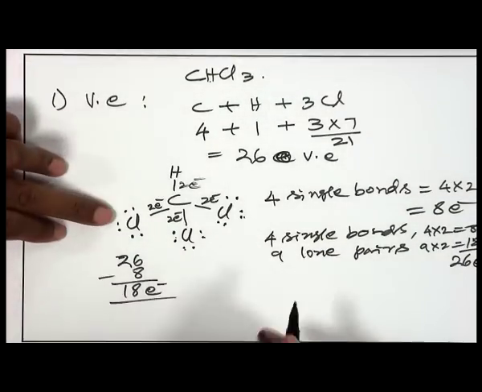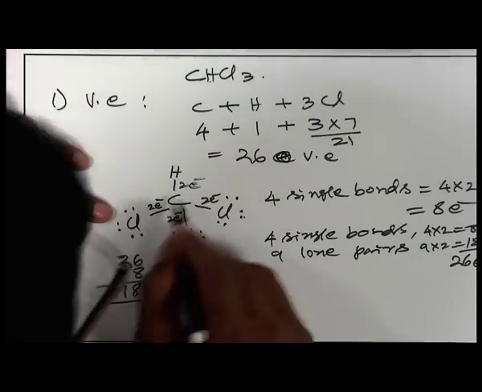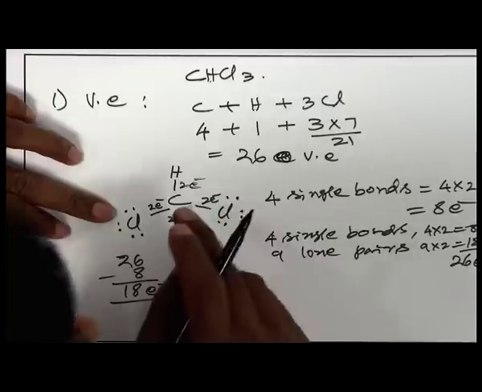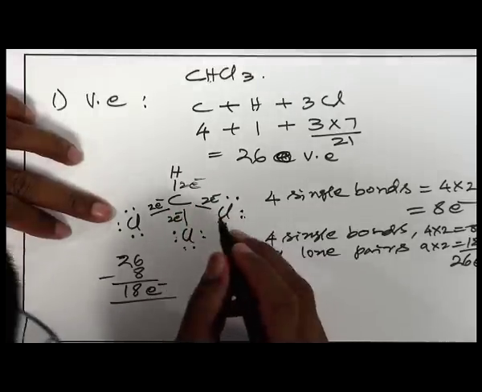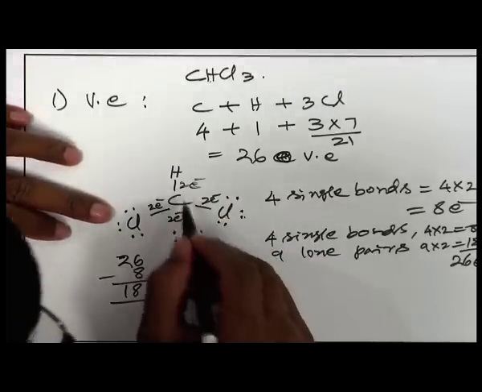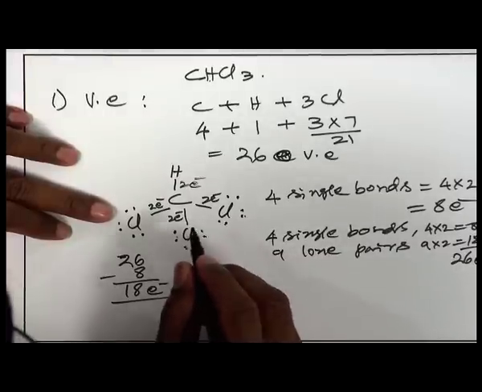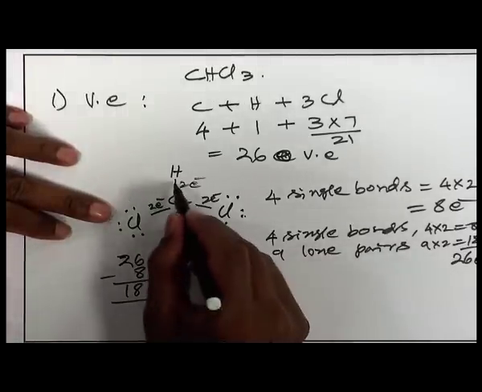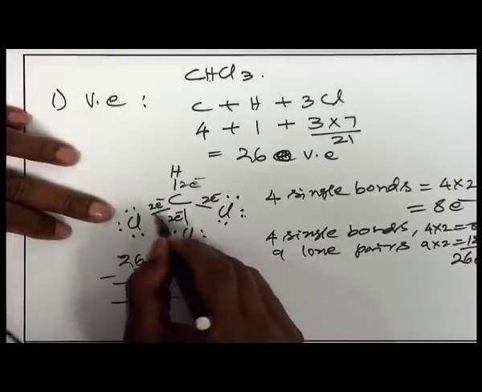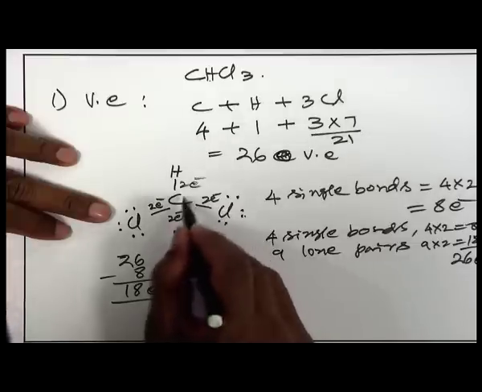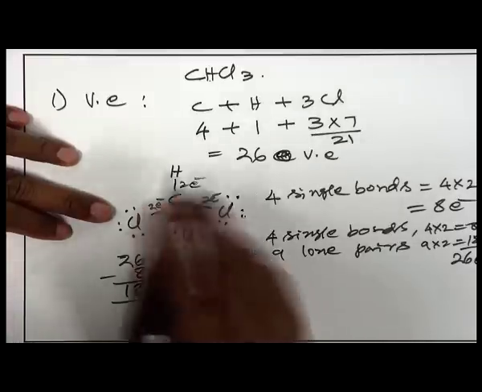Now you have to see whether the central atom, this carbon, attains the octet rule of electrons or not. It has 8 electrons, because there is 2 electrons, 2 electrons, 2 electrons, 2 electrons. So 2 plus 2 plus 2 plus 2, 8 electrons.